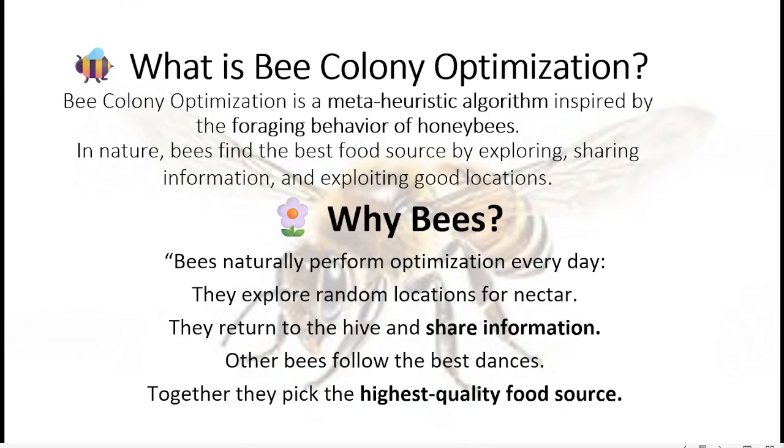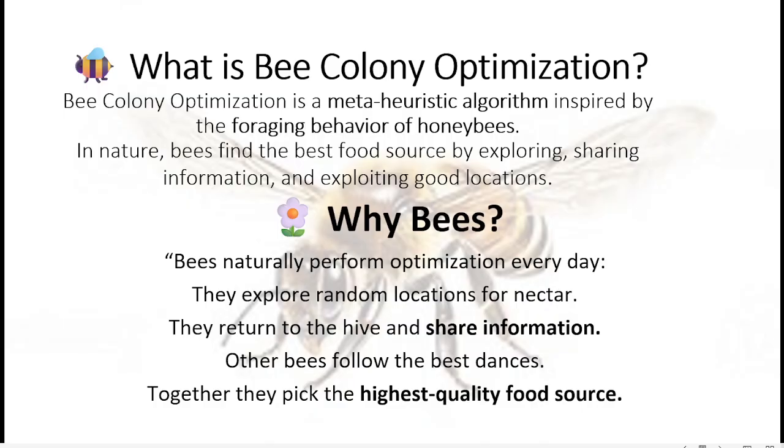Bee colony optimization is a metaheuristic algorithm inspired by the foraging behavior of honeybees. In nature, bees find the best food source by exploring, sharing information, and exploiting good locations. BCO uses this idea to find the best solution among many possibilities. It's widely used in machine learning, routing, resource allocation, and engineering optimization.